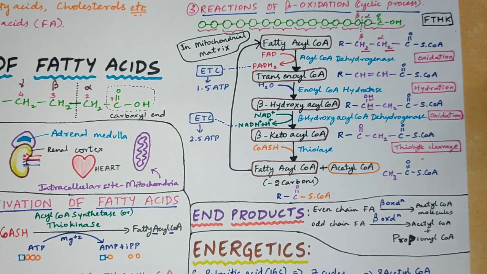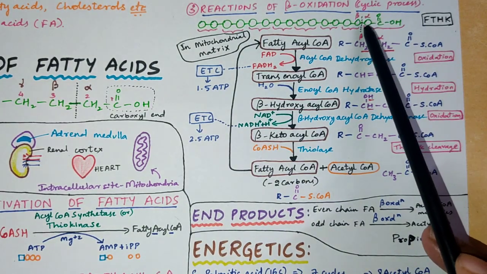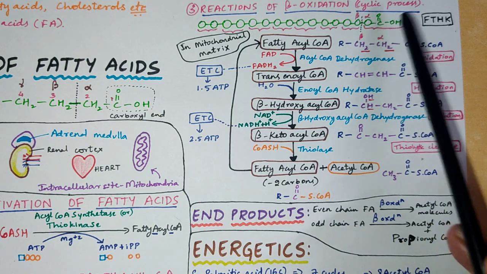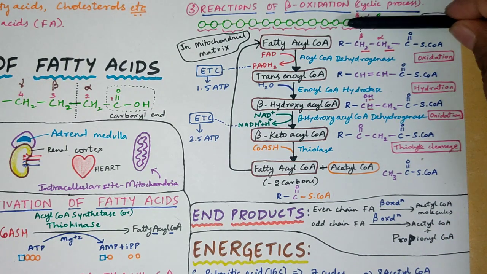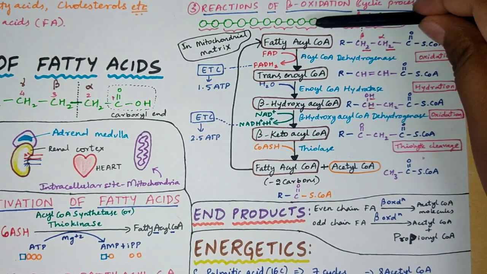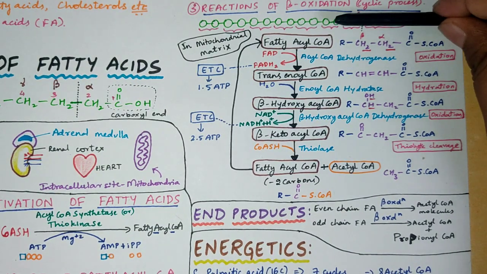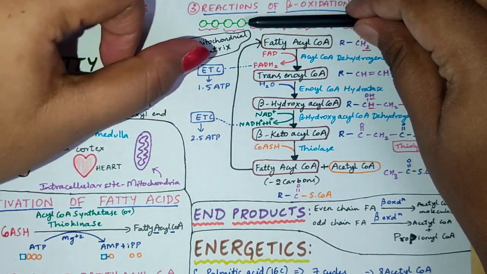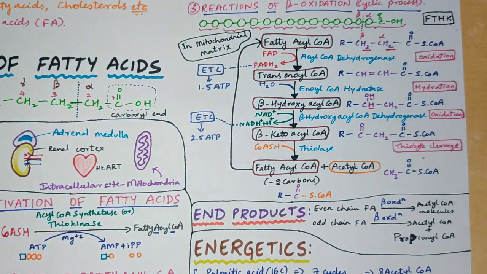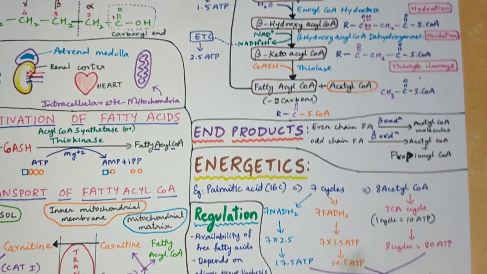Now let's see the energetics of this cycle. For every cycle, we know that one acetyl-CoA is being removed. For the first cycle, this is removed. For the second cycle, this is removed. For the third cycle, this is removed. In the same way, at the last cycle, there is actually formation of 2 acetyl-CoA groups. That is what is written here.